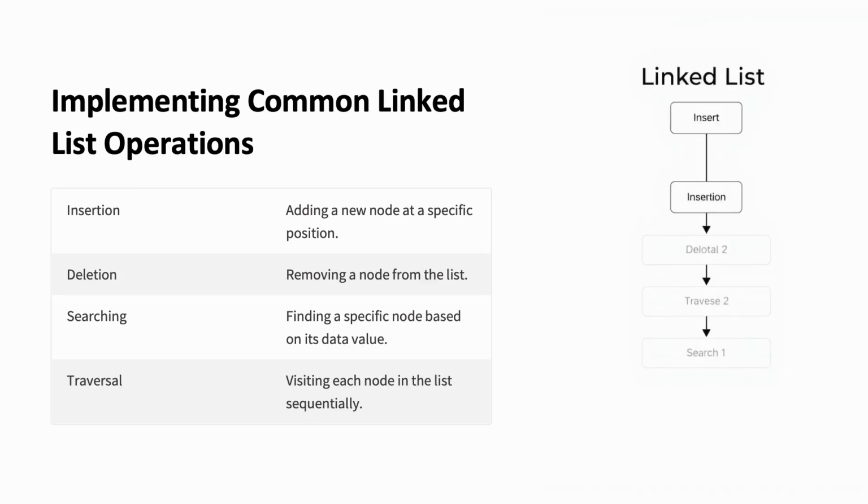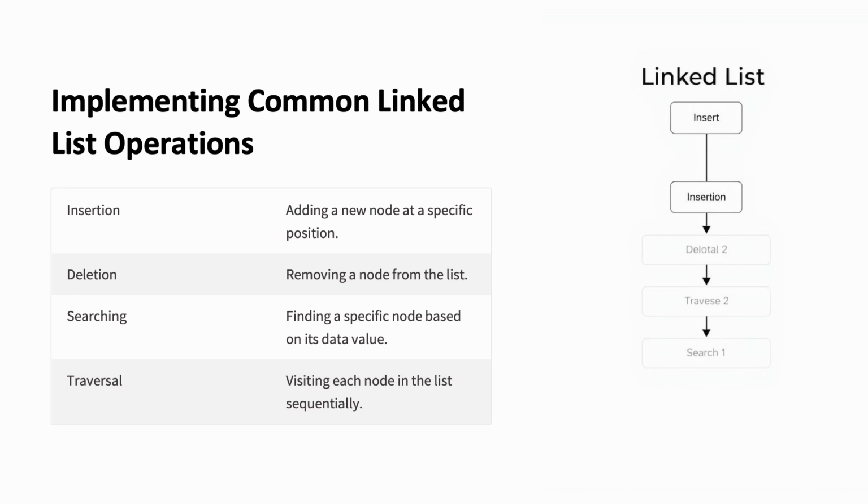Manipulation of linked lists involves common operations like insertion, deletion, searching, and reversing nodes within the linked list. That is insertion: adding a new node at a specific position. Insertion is of three types, at three positions. That is insertion at the beginning: add a new node as the new head.